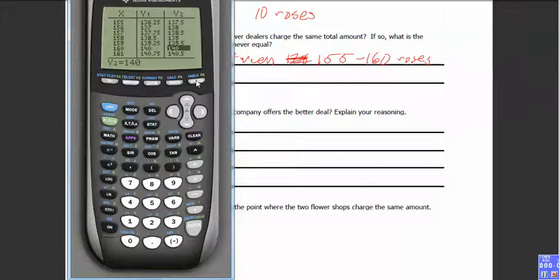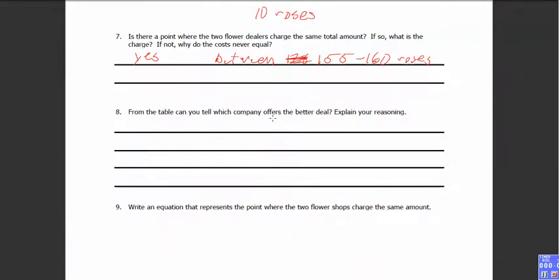Pretty cool, huh? All right, so let's go ahead and look at this. From the table, can you tell which company offers the better deal? Well, it depends on how many roses you want, right? If you want only a few, then obviously you're going to go with Roses Are Red. If you want more roses, then you're going to need to go with Flower Power. Okay?